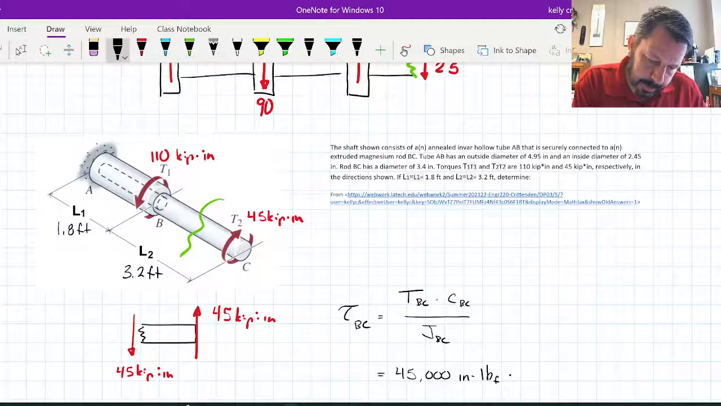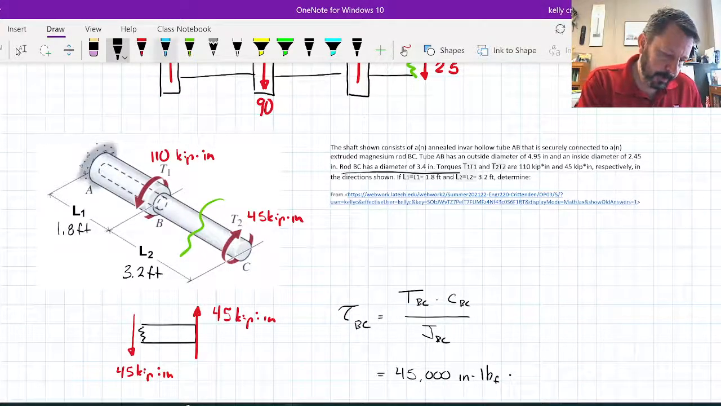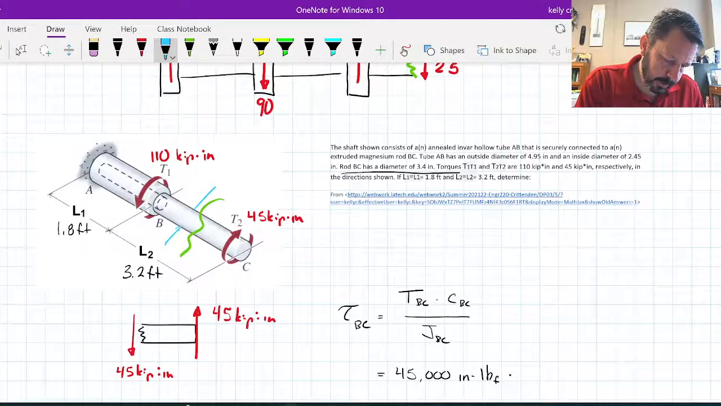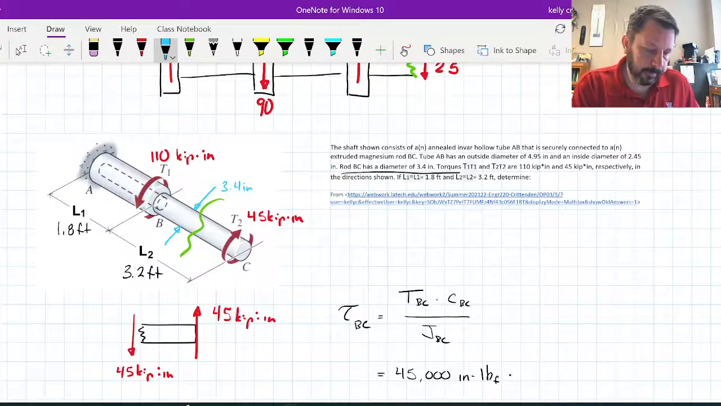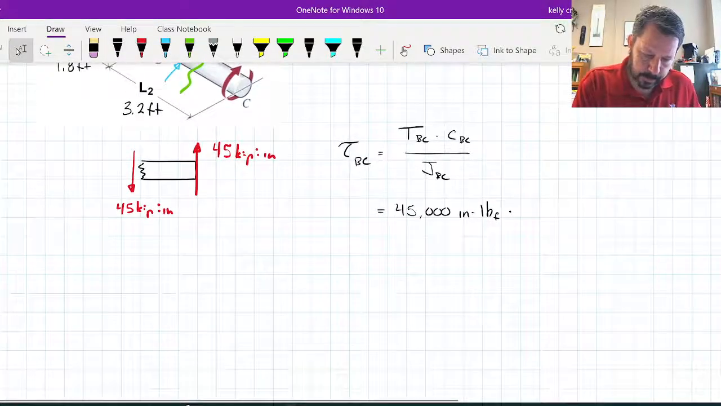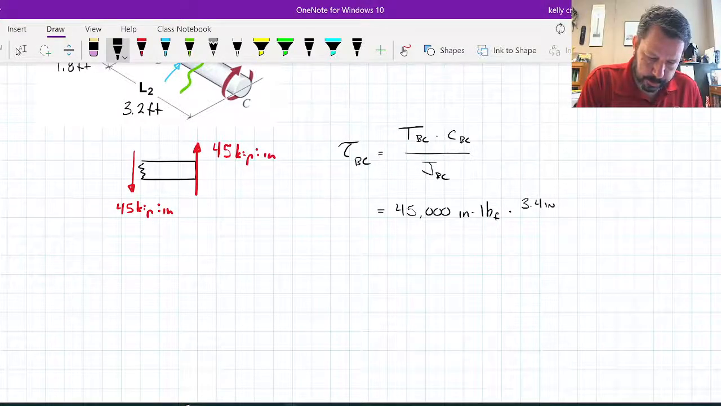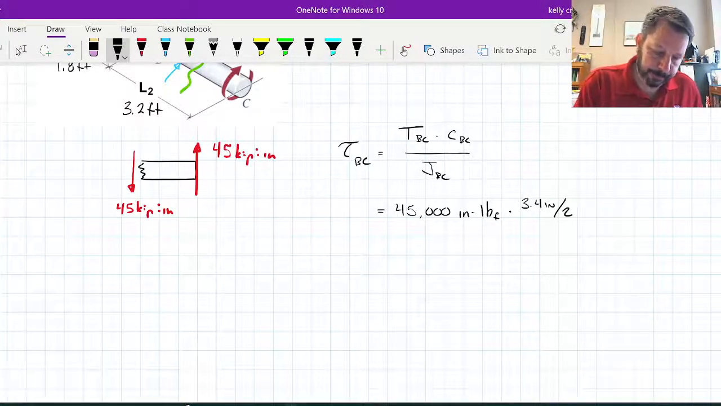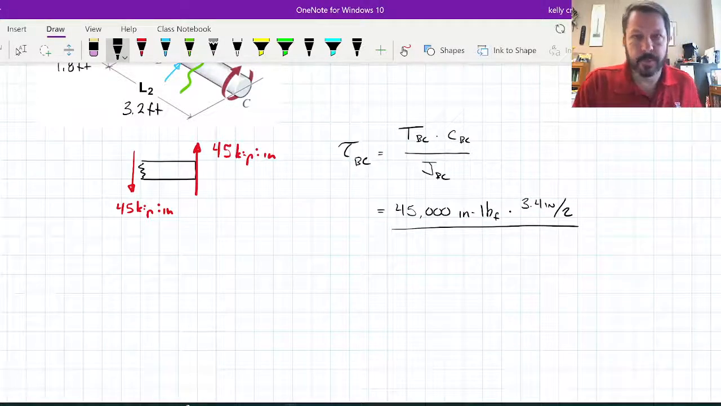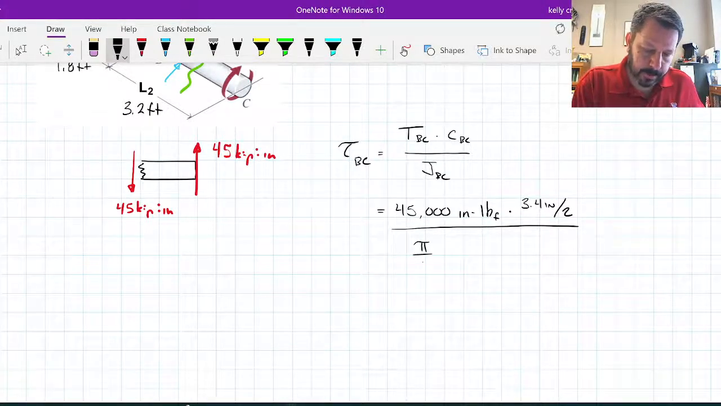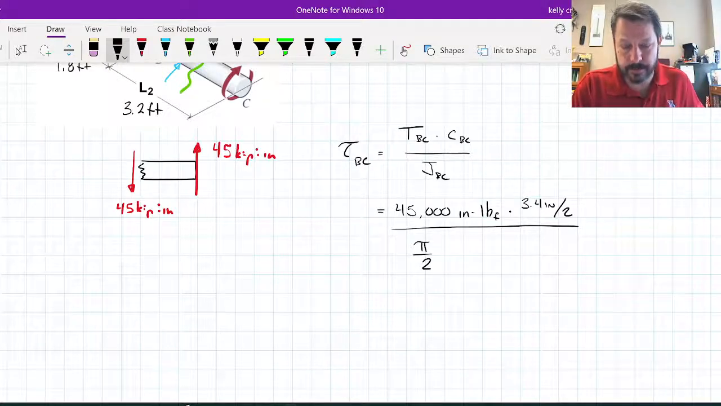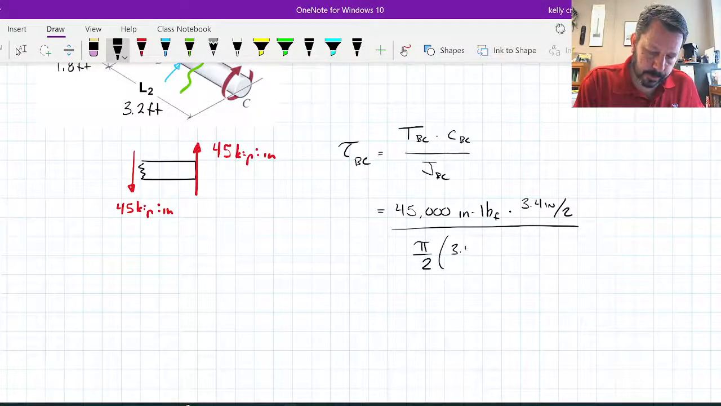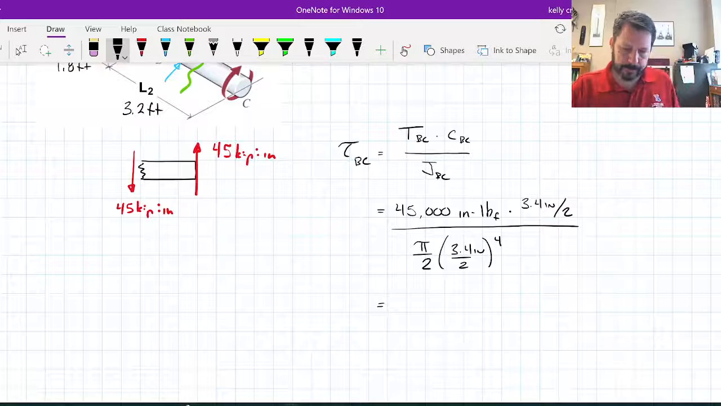Rod BC has an outer diameter of 3.4 inches. That means the outer radius is just half of that, so 3.4 inches over 2 will be the value for C. And then polar moment of inertia is pi over 2 times the outer radius raised to the 4th power, so 3.4 inches over 2 raised to the 4th.